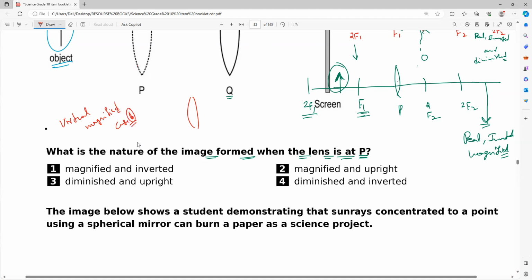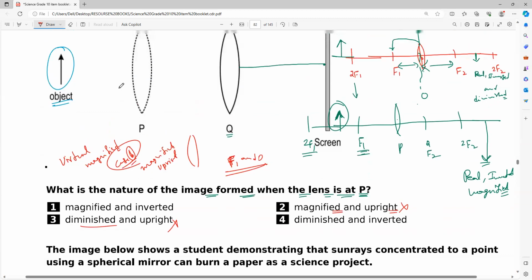Case number 6. So that is also the characteristics: virtual and magnified image. Am I right? Magnified and upright, upright means erect image. But here they have given diminished and upright, so I can remove this. Next one, magnified and upright, only case number 6, means the object is between the optical center and F1. That is not possible here, so this option we can remove also, because the object is already placed somewhere behind the focal length.